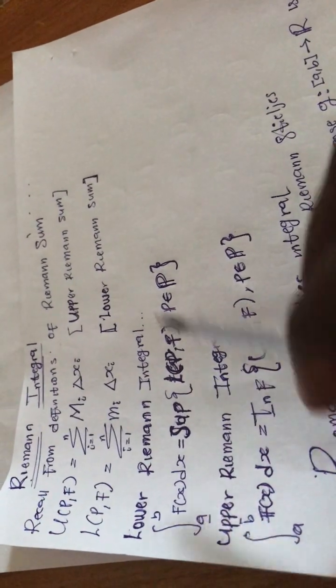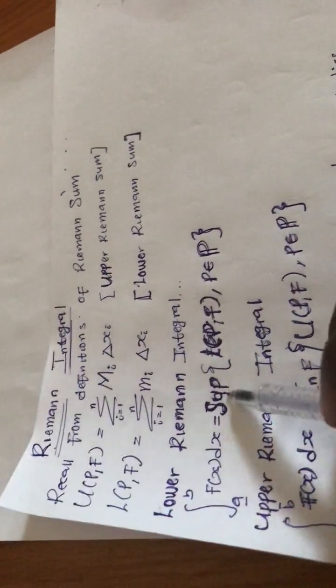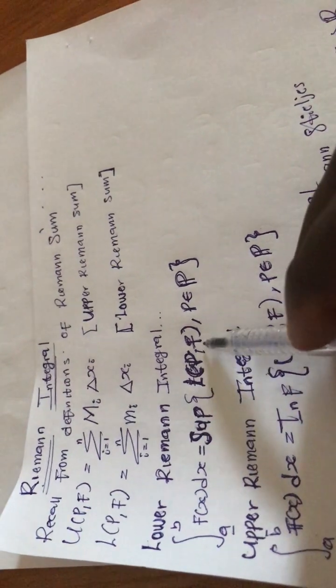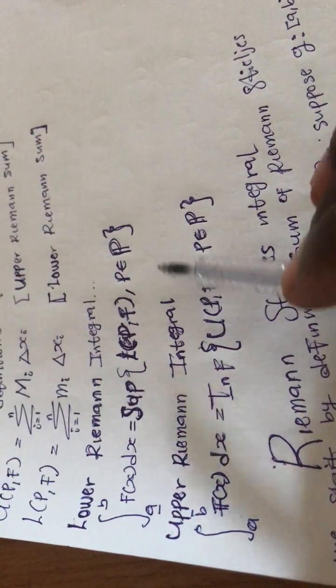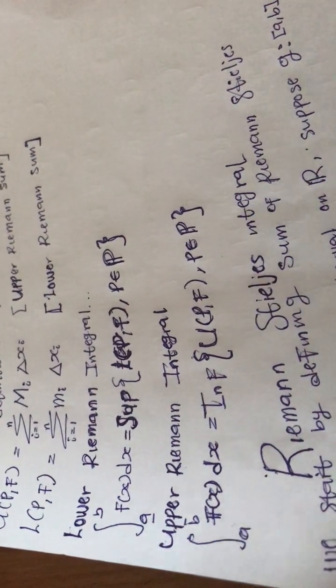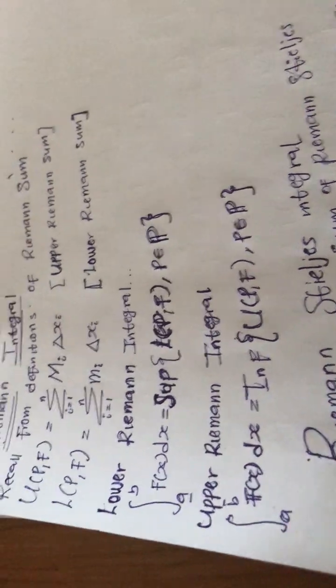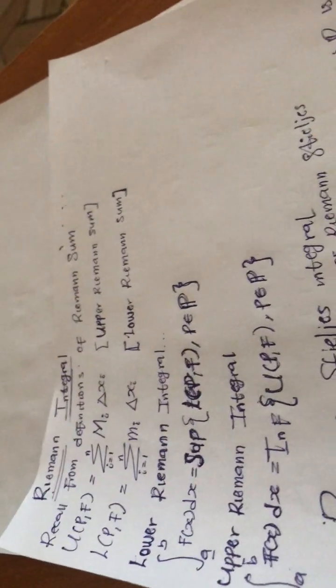Now, the lower Riemann integral by definition is the supremum of the lower sums over every partition in P. The upper Riemann integral is the infimum of the upper sums over every partition in P. Do you understand? I will do an example on this. Maybe I should explain some terms there.